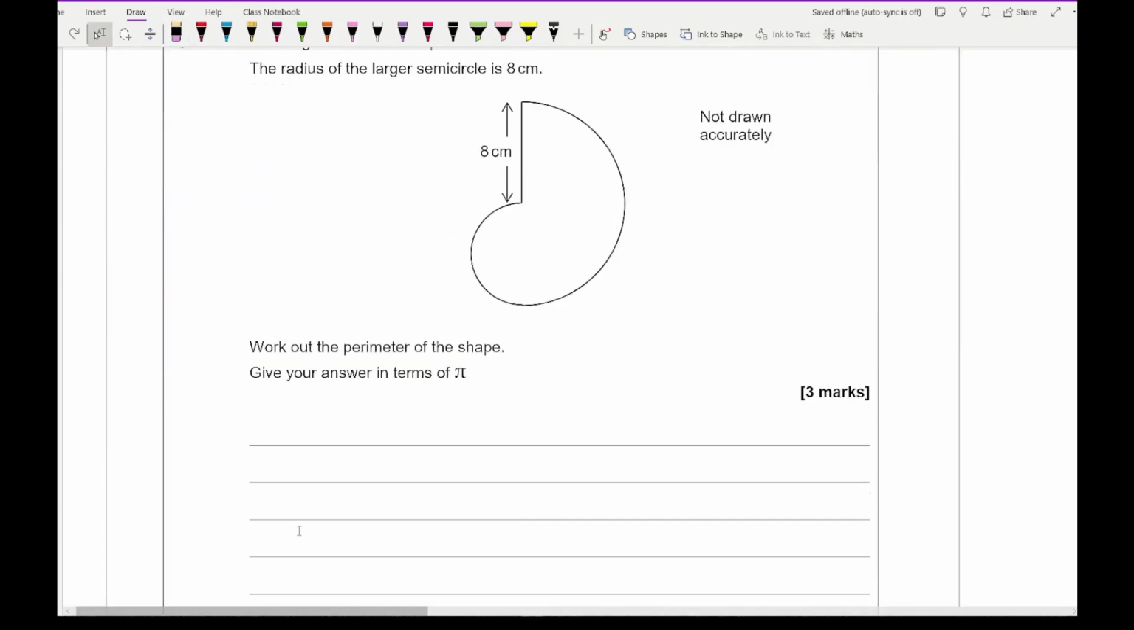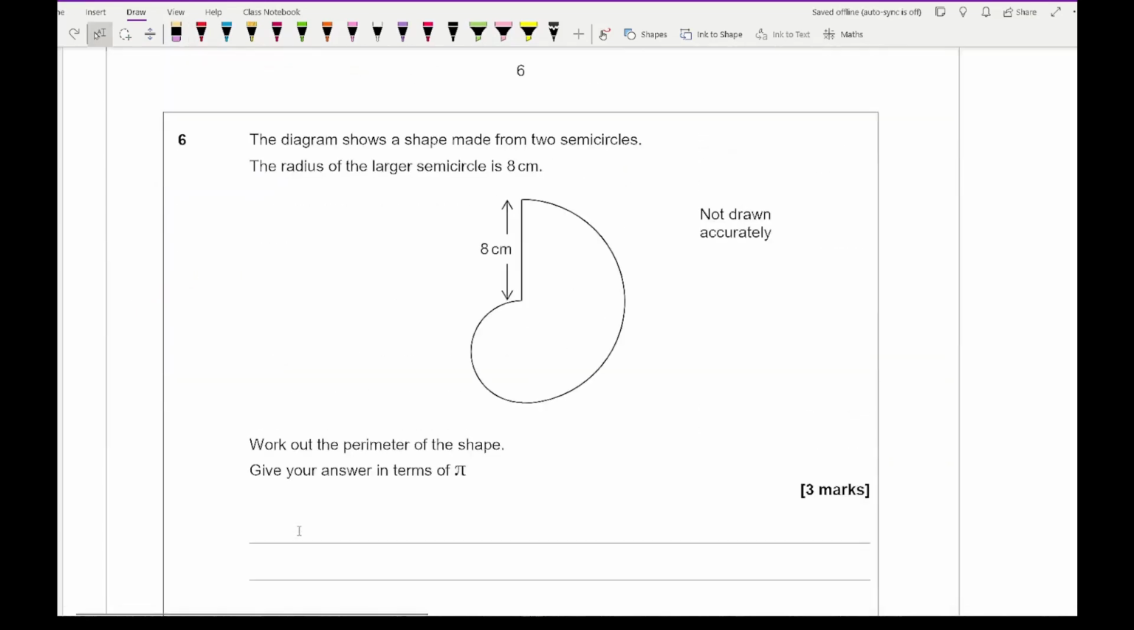Question 6, it says the diagram shows a shape made of two semicircles. The radius of the large semicircle is 8 centimeters, and it says work out the perimeter of the shape. Give your answer in terms of pi. So for this, if I just label or color code the two sections, so that orange length I know is 8. I need to work out this blue length, and I then need to work out this pink length here. Actually, let's use a different color. Let's go for green, it's a little bit more contrasting.